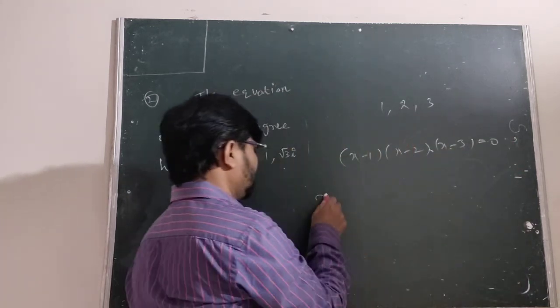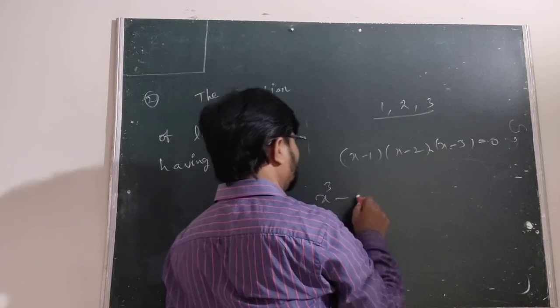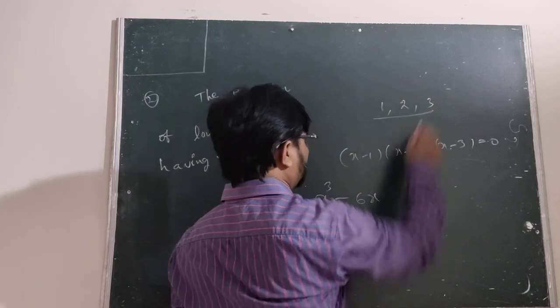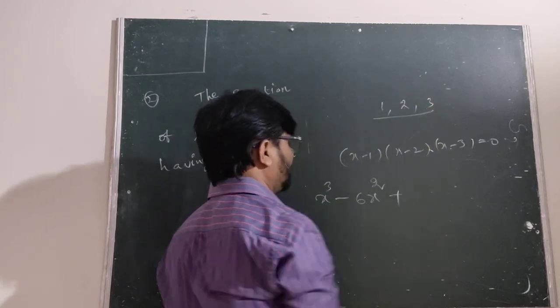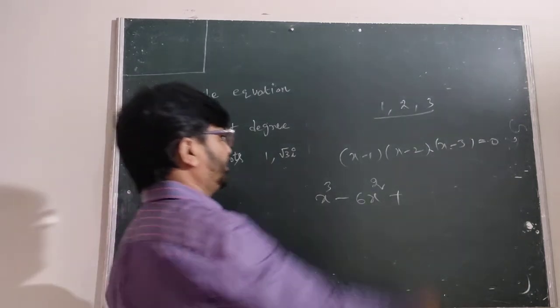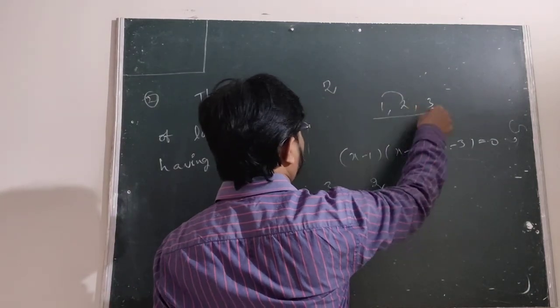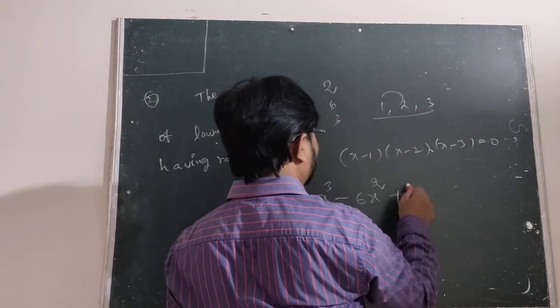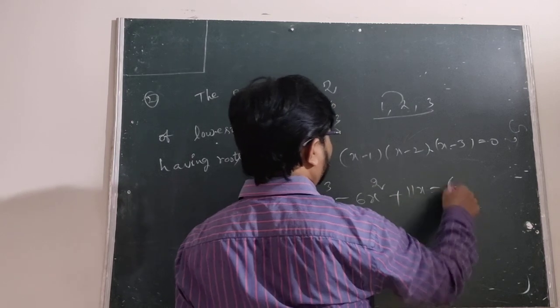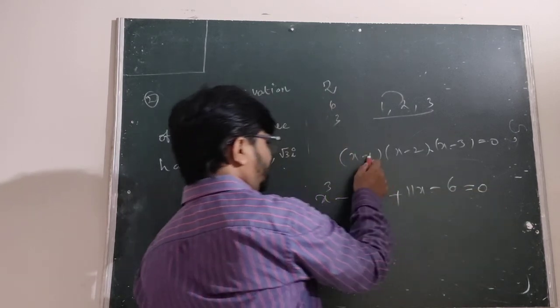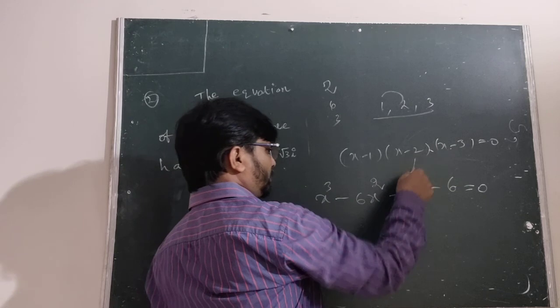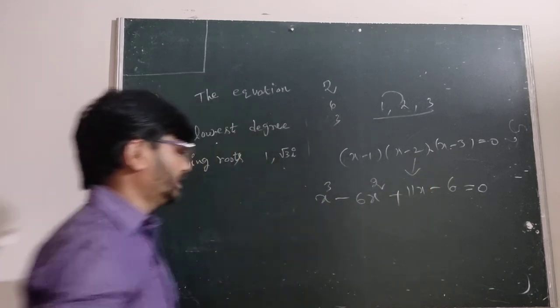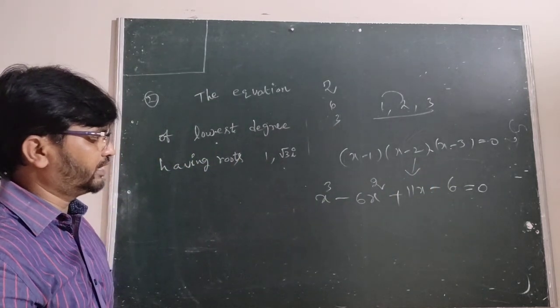Everyone knows that x cube minus the sum of all roots, 1 plus 2 plus 3, is 6, times x square. Then the sum of the product of the roots taken 2 at a time: 1 into 2, 2 into 3, 3 into 1, is 11, times x. Product of the roots is 6. So x minus 1 into x minus 2 into x minus 3 equal to 0 is x cube minus 6x square plus 11x minus 6.